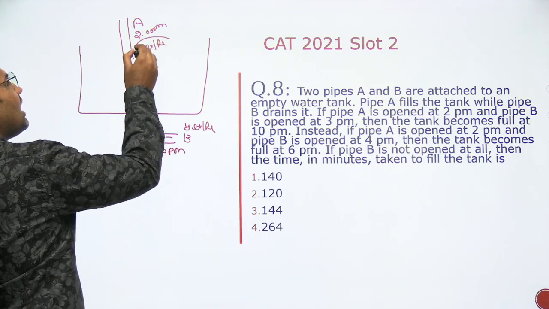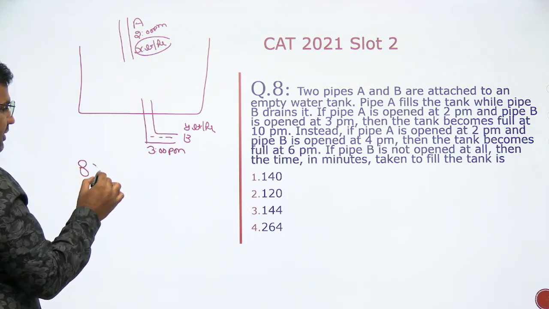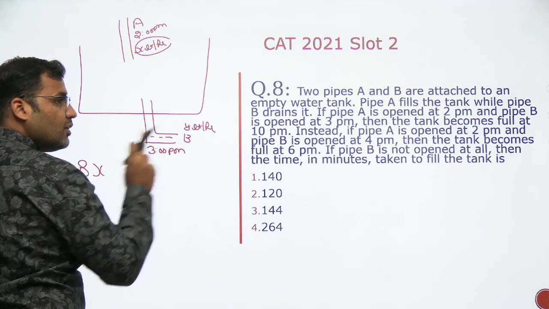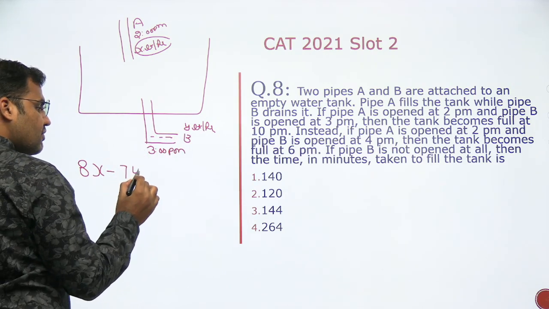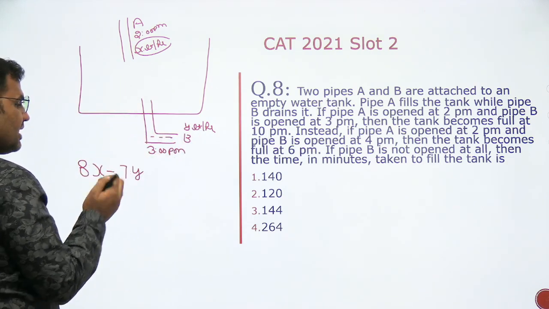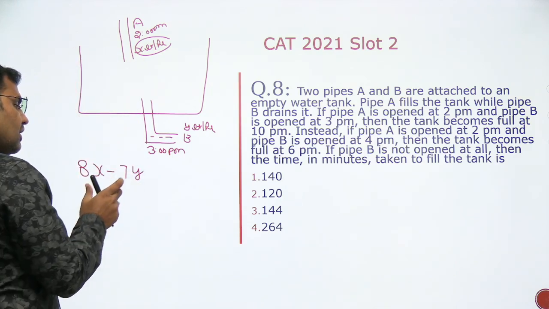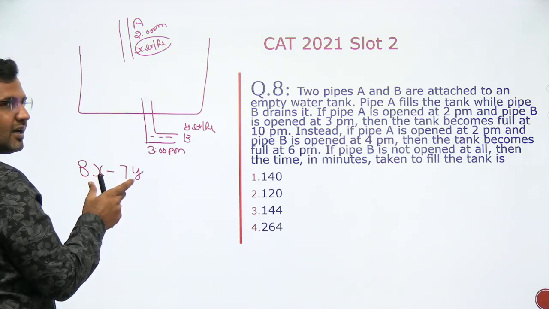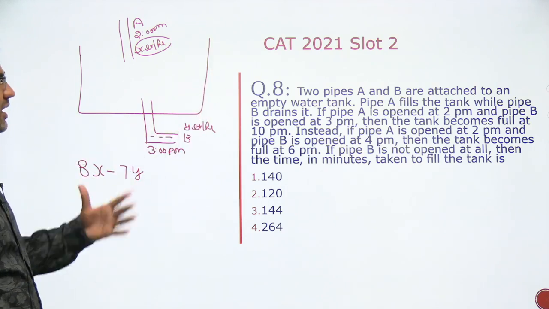That means for 8 hours, water is coming inside this tank at a speed of X liter per hour, so it would be 8X. And for 7 hours, water is going outside of the tank at a speed of Y liter per hour. So 7Y is the water that will be going out. And now the tank is getting filled at 10 p.m. So can I say that this much water has gone inside the tank? So jo tank ke andar jo water finally jo fill hoga, that would be 8X minus 7Y. So can I say ki ye pure tank ka capacity would be 8X minus 7Y?